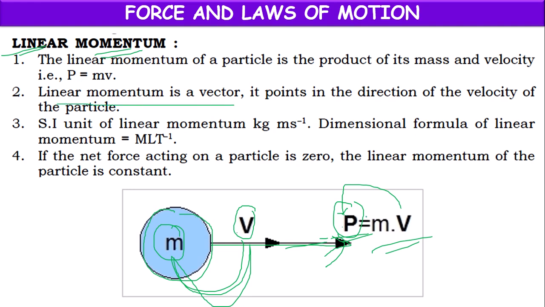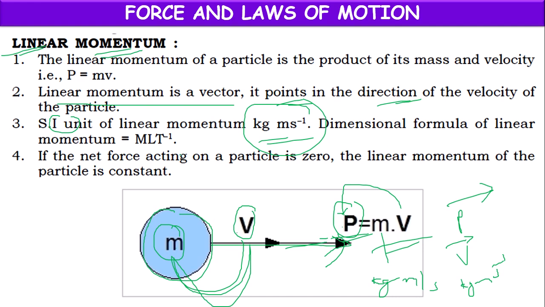Linear momentum is a vector, which means we can represent it as P bar. It points in the direction of the velocity vector. The SI unit of linear momentum: mass unit is kg, velocity unit is meter per second, so kg meter per second, or kg m s to the power of -1. Its dimensional formula is M L T to the power of -1, where kg means mass M, meter means length L, and second means time T. This is the dimensional formula.